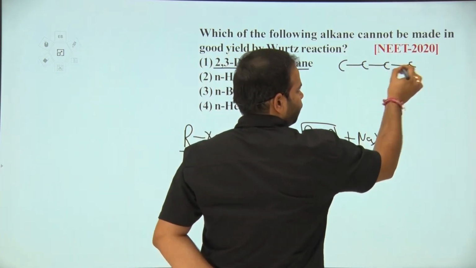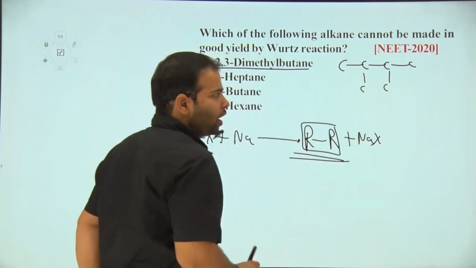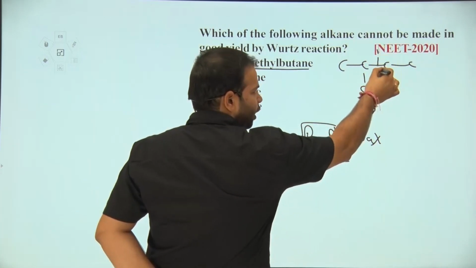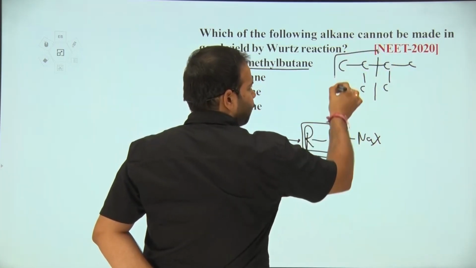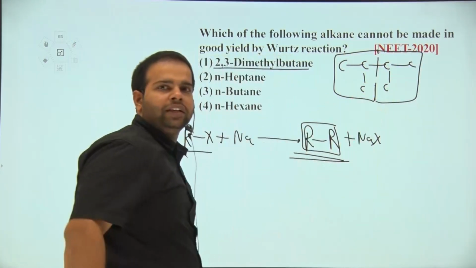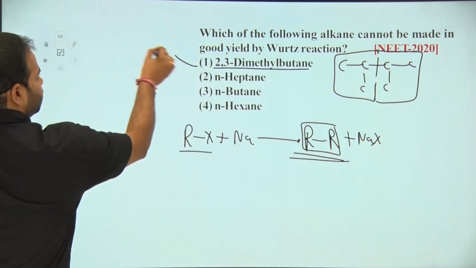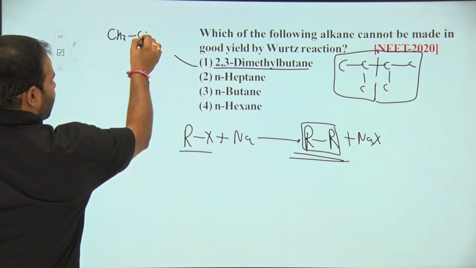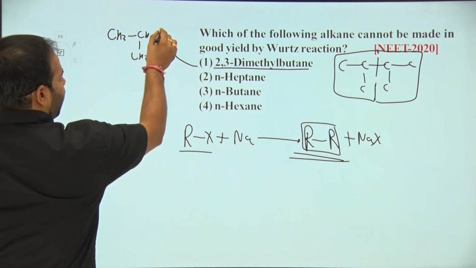The structure of 2,3-dimethylbutane is this. Now, we can divide it into two equal parts, which means it can be formed by this halide and this halide, which means this is formed by CH3, CH3X.